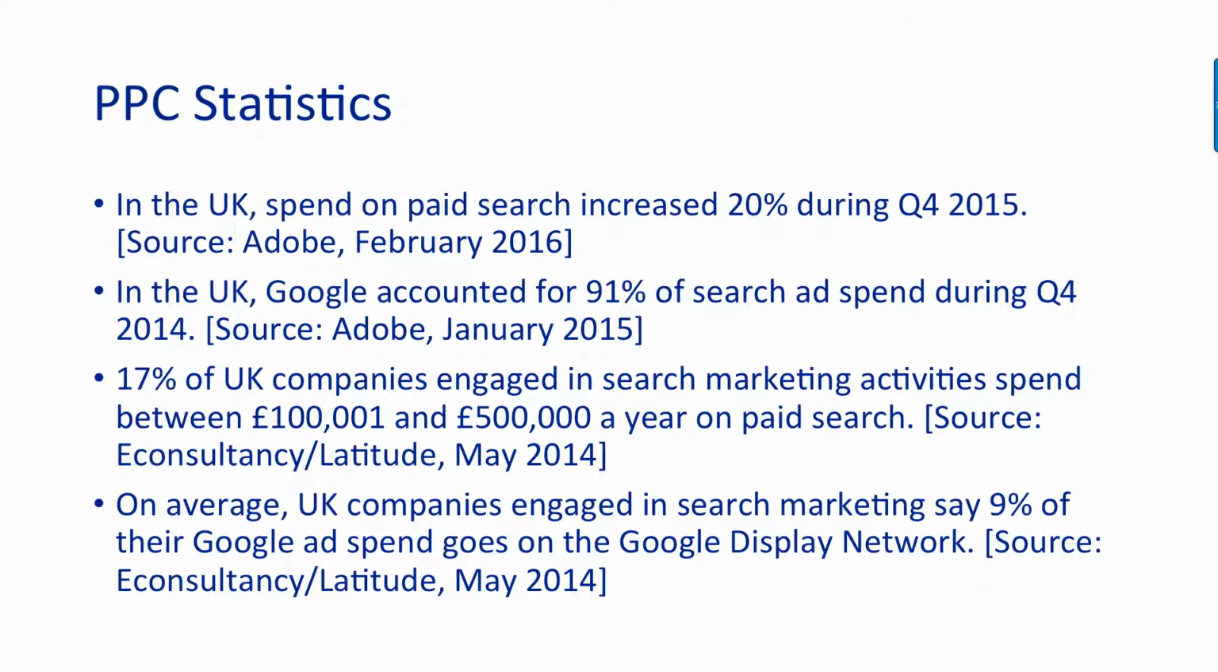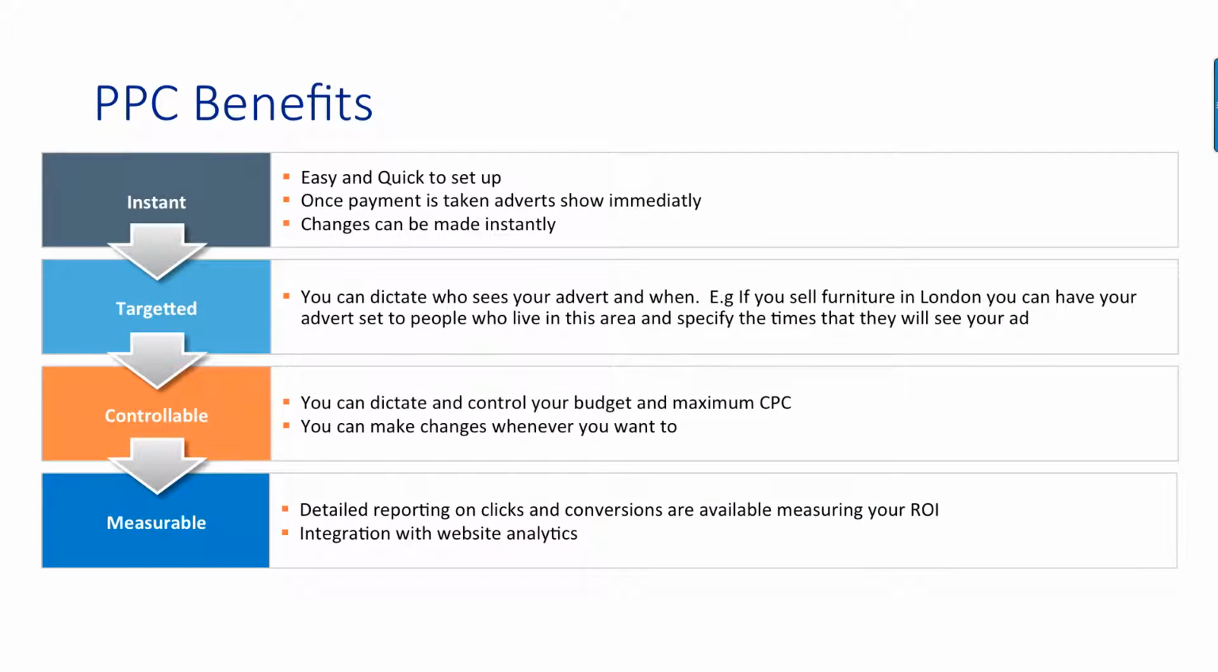On average, UK companies engaged in search marketing say 9% of their Google ad spend goes in the Google display network. So Google has two methods of advertising. The first is through the search network, so if someone types into Google looking for a specific result, you can appear in front of them. The other way you can buy advertising through Google is through the display network, where you can post banner ads and video ads on other people's websites or in mobile apps, for example.